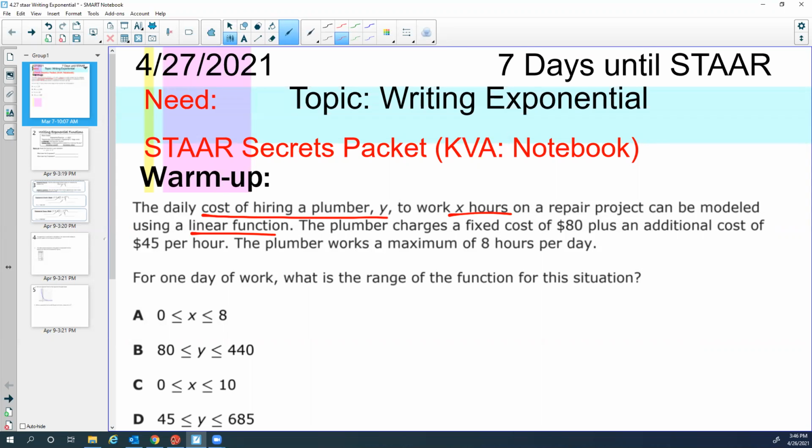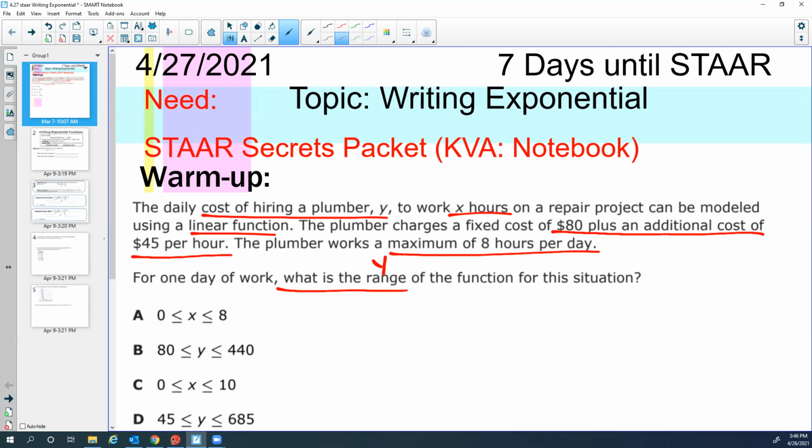The plumber charges a fixed cost of $80 plus an additional cost of $45 per hour. The plumber works a maximum of 8 hours per day. For 1 day of work, what is the range of the function for this situation? All right, so they want to know the range, they want to know the Y values.